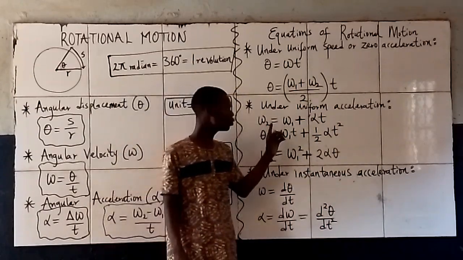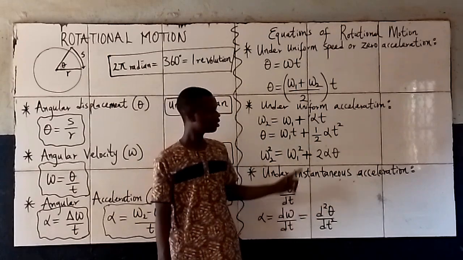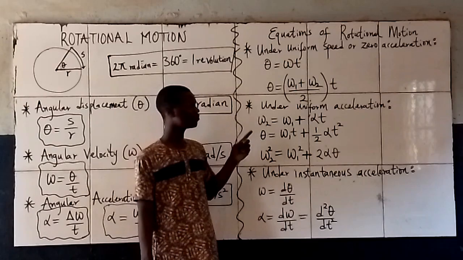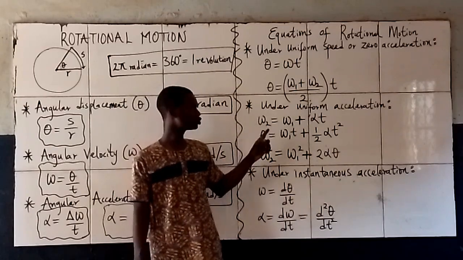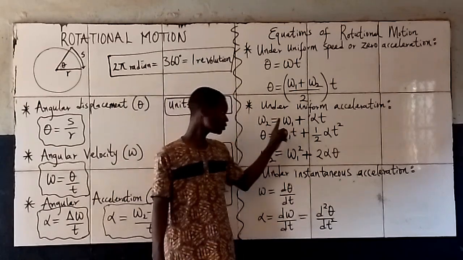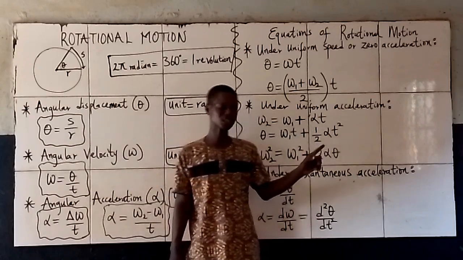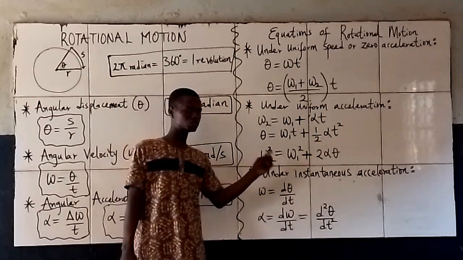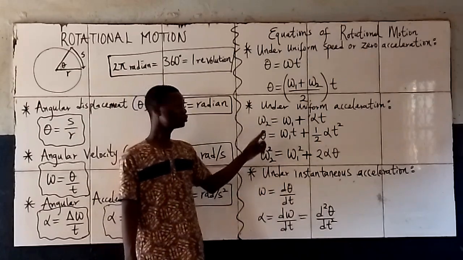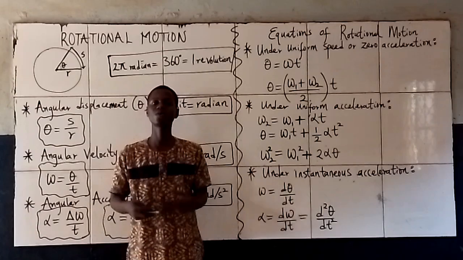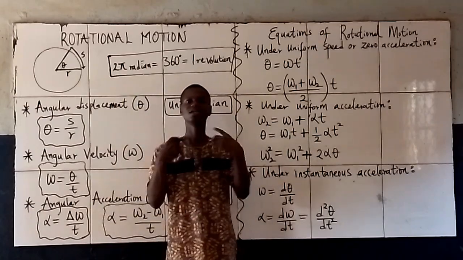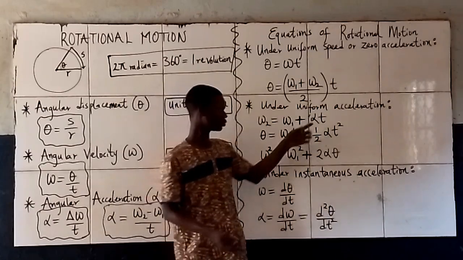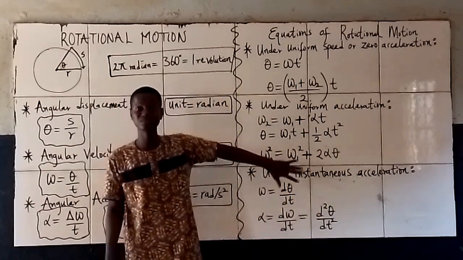We have omega 2 equals omega 1 plus alpha t. Now this is similar to equation 1 under uniformly accelerated motion, which is final velocity equals initial velocity plus linear acceleration times time. But this is the direct analog of it in rotational motion. Omega 2 here stands for the final angular velocity, omega 1 the initial angular velocity, alpha the angular acceleration, t the time. So it's just the same direct analog.